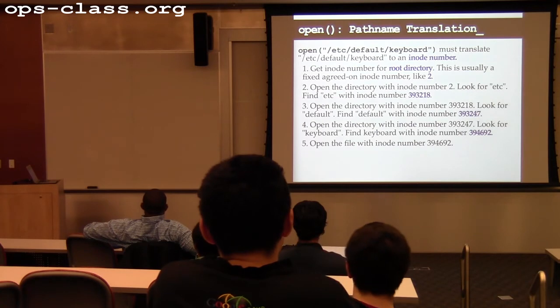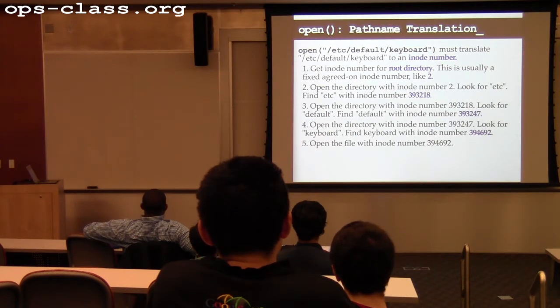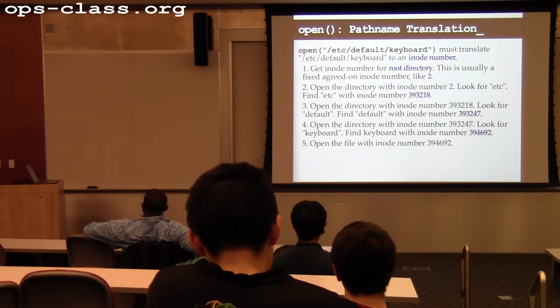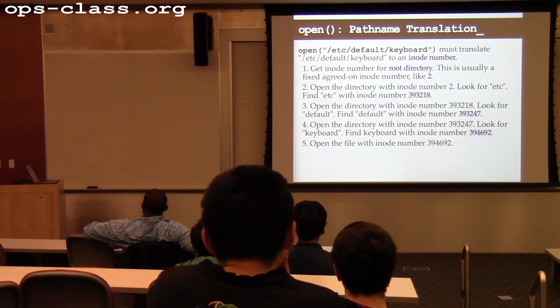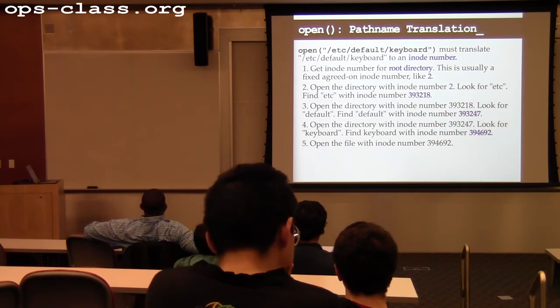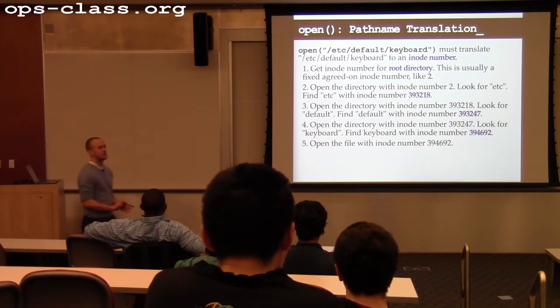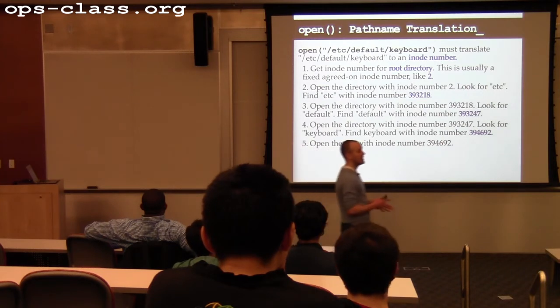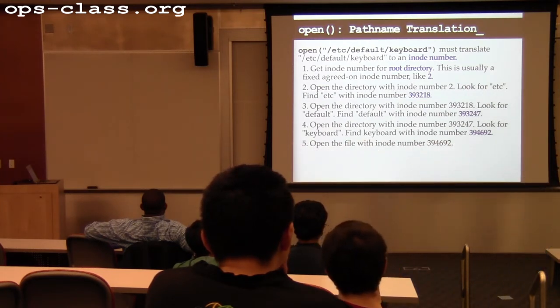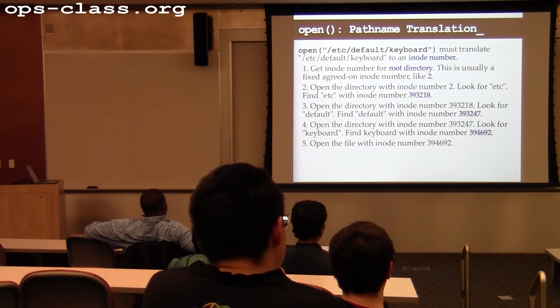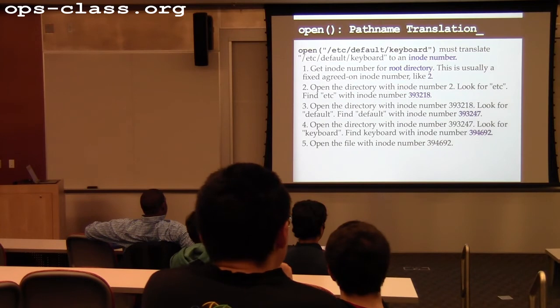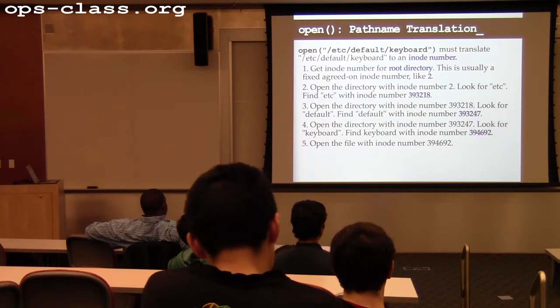Second thing is, what happens if I do an open from a relative pathname? So let's say rather than root etc, I was opening just etc, something that's relative to where I am. How does that differ from this process? It's quite similar. So let's say I'm in home, your username, and I try to open this file. What do I start with? It's very similar. The only difference is how I get going.